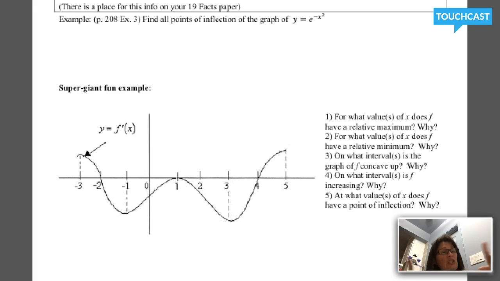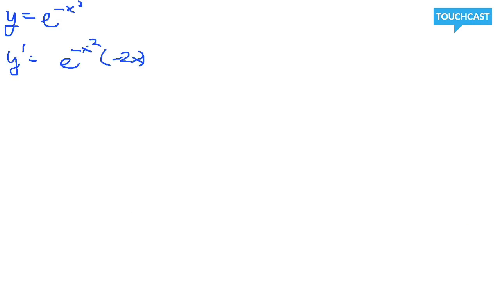I'm going to make a sign chart for y double prime, and I'm checking for places where y double prime changes either from positive to negative or negative to positive. So what I really need is y double prime. Of course, I'm going to have to start by finding y prime. The derivative of e to the negative x squared is e to the negative x squared times the derivative of that exponent, which is negative 2x.